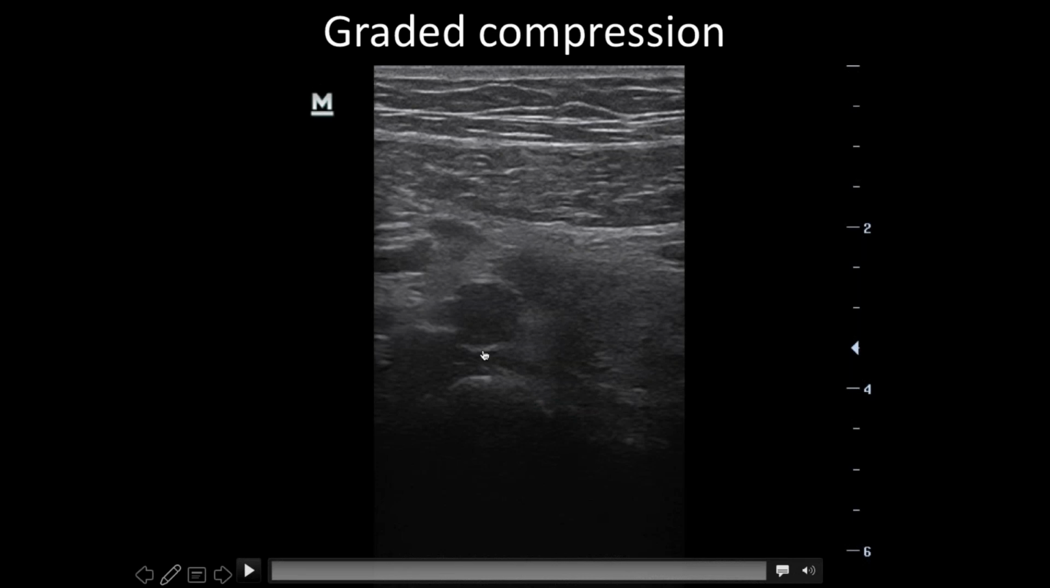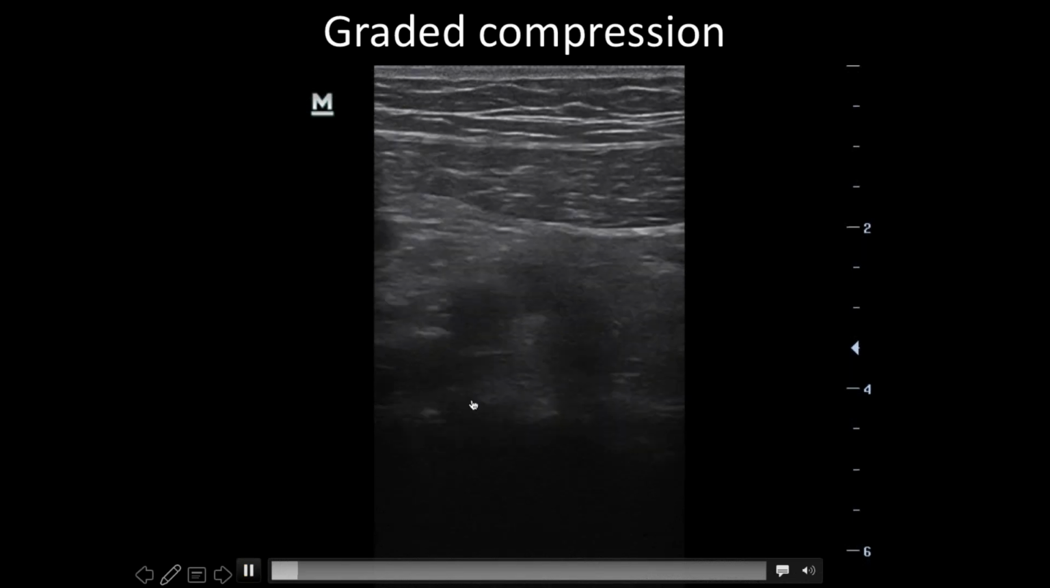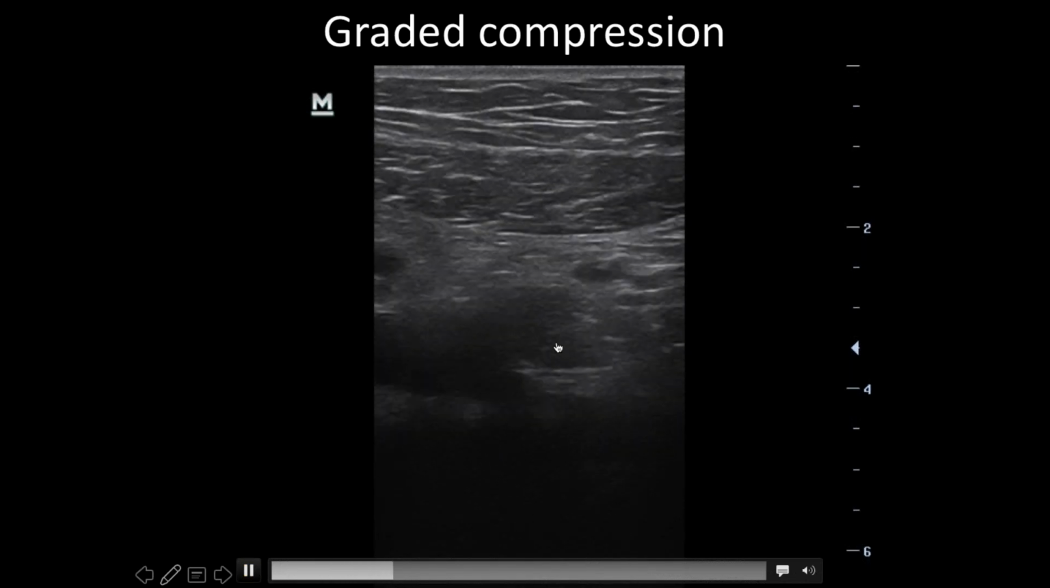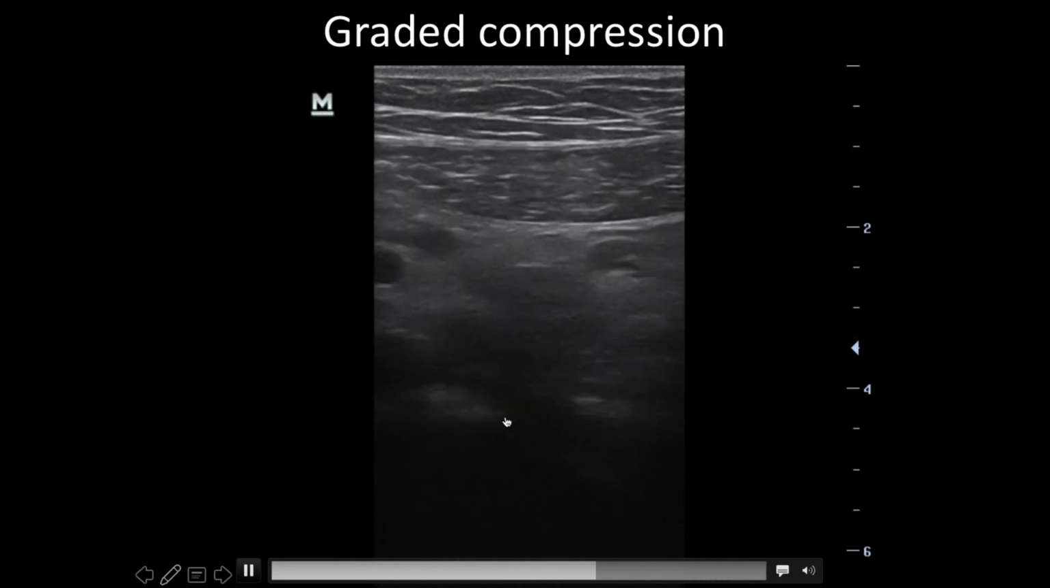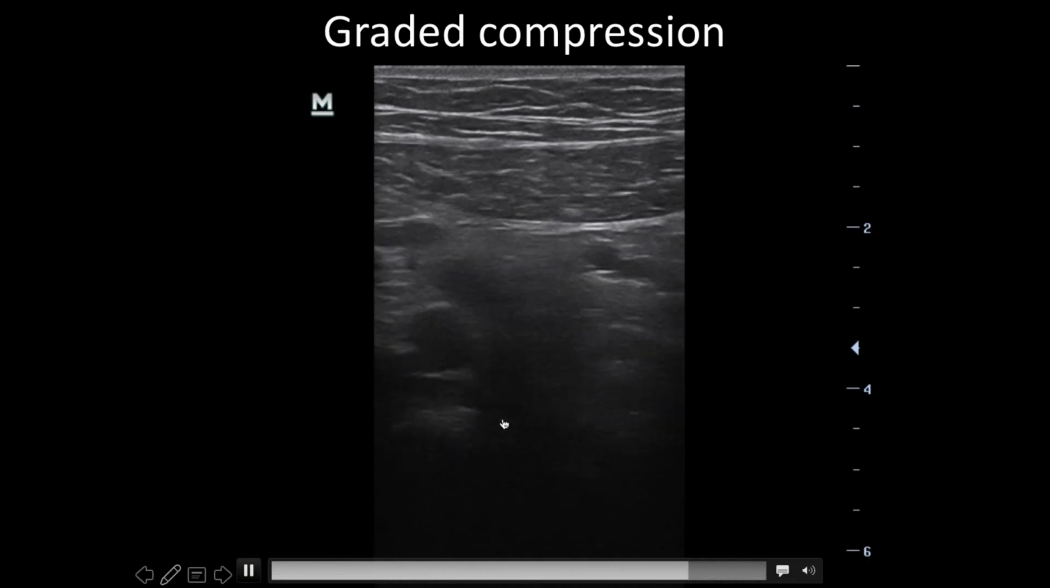And then one last shout out to good graded compression. So this is a patient that has tenderness in the right lower quadrant. The resident is scanning. She's on the right area of the patient. You can see those iliac vessels, and she thinks she's seeing something here. And I totally agree. I'm worried about the right-hand side of this iliac vessel. I'm worried there's something going on there.